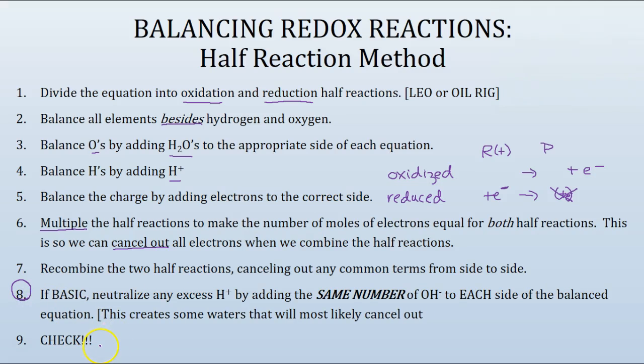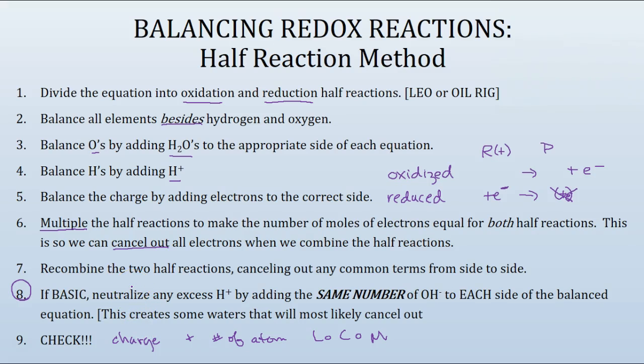Okay. Number 9 is check. What do you need to check? You need to check charge. So the charge must be equal on each side, and you need to check numbers of atoms. The law of conservation of mass still applies. And that's also the law of conservation of charge. We have to make sure both are the same. So when we do these, we have to double check that.